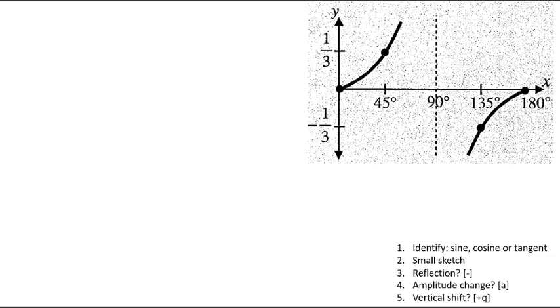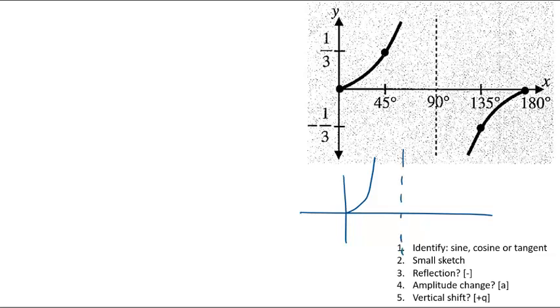All right, question exercise 3A, question number 2. Let's go through the steps again. Number 1, identify if it is a sine, cosine, or tangent. And we do this based on the shape. The shape of this graph looks like this. If that's my axis, it looks like this.